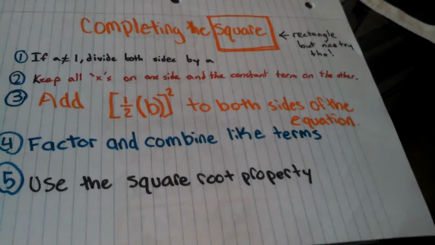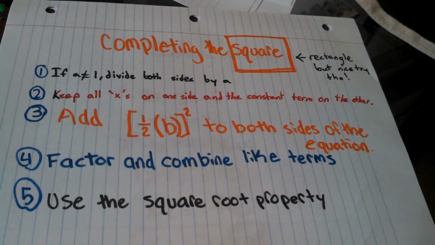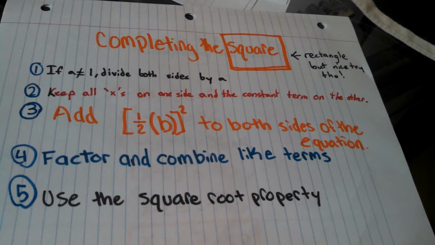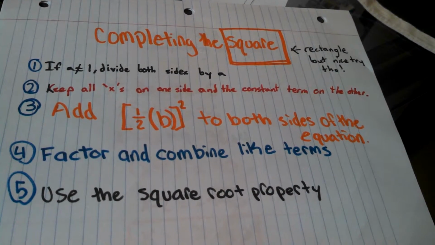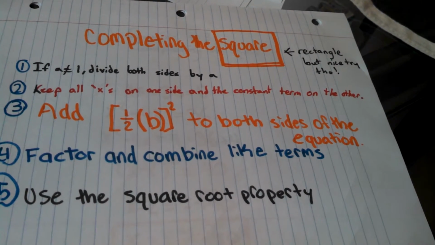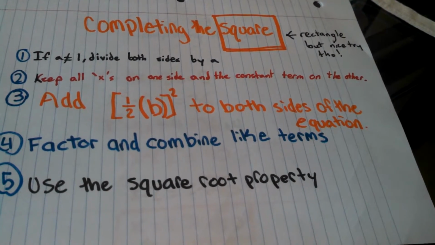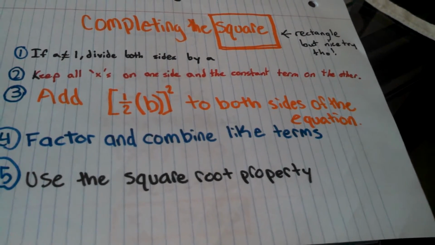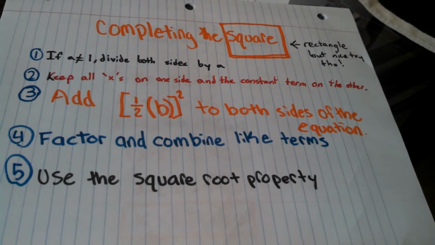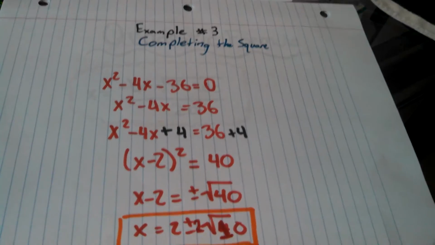The process for completing the square begins with making sure that if a does not equal 1, then you divide both sides by a. Then you keep all x's on one side and the constant term on the other. Once you've done this, you add half of b squared to both sides of the equation. Then you factor and combine like terms, and then you use the square root property to solve the quadratic equation.